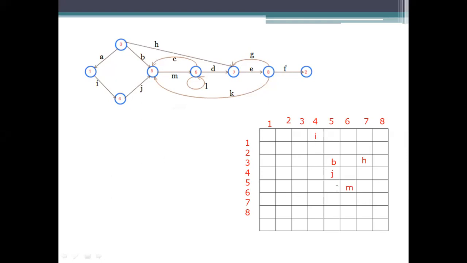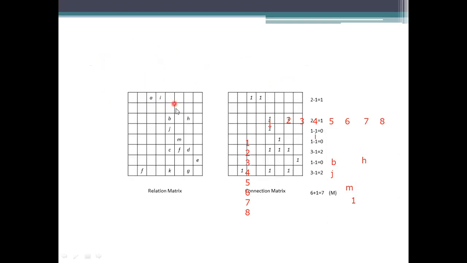And then 6 to 6 is there, which is L. Okay. So by plotting all the values here, we will get the relation matrix like this. The relation matrix is in this format: A, I, and then B, H, J, M, C, F, D, E, and then next F, K, J values here.